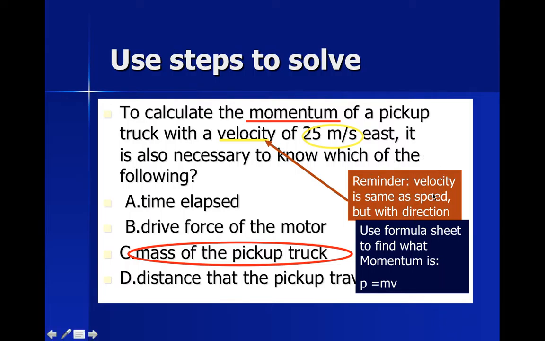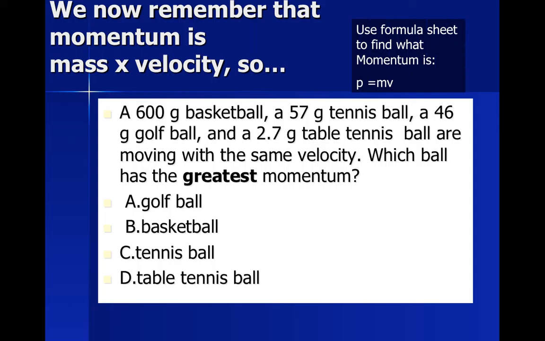And here's a reminder, going back to scalars and vectors. Velocity is like speed, how fast, but also has direction. So now that we remember momentum is mass times velocity, we could solve momentum problems by using the formula you already hopefully looked up. So here's one: a 6-gram basketball, a 57-gram tennis ball, a 46-gram golf ball, and a 2.7-gram table tennis ball are moving at the same velocity. What has the greatest momentum?